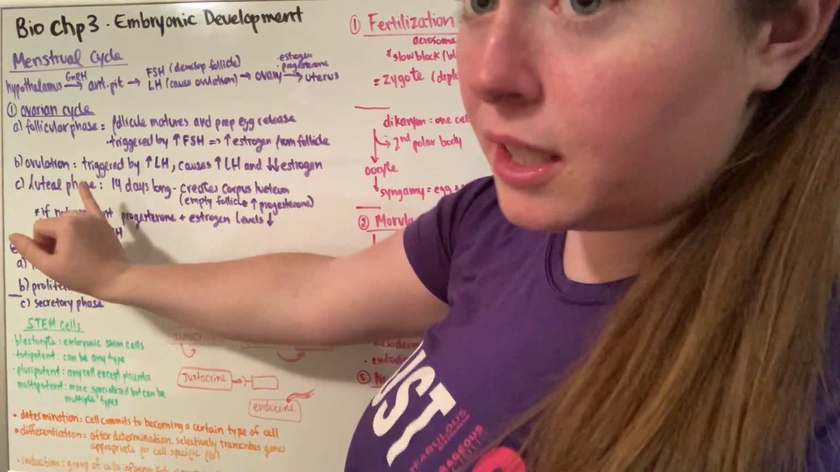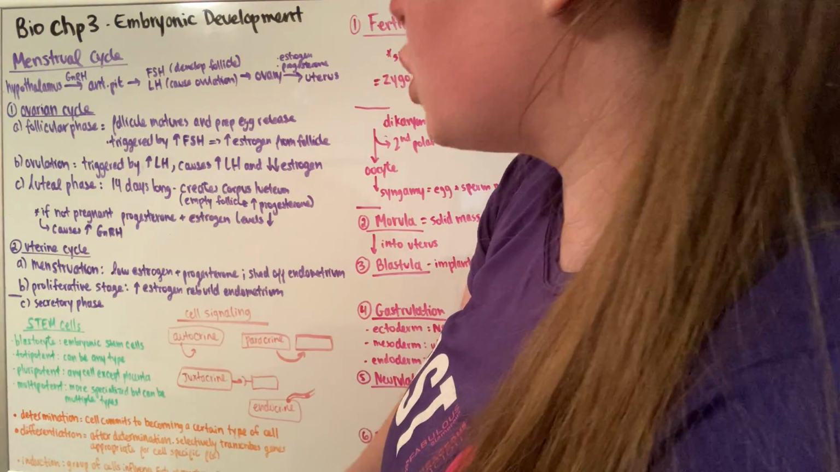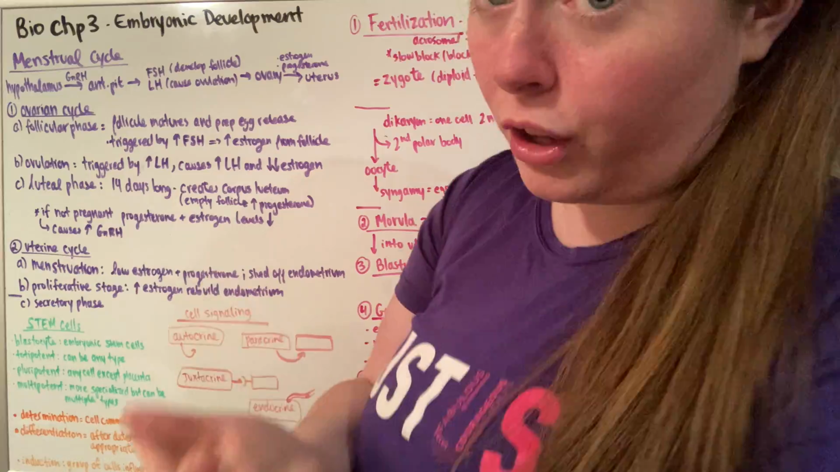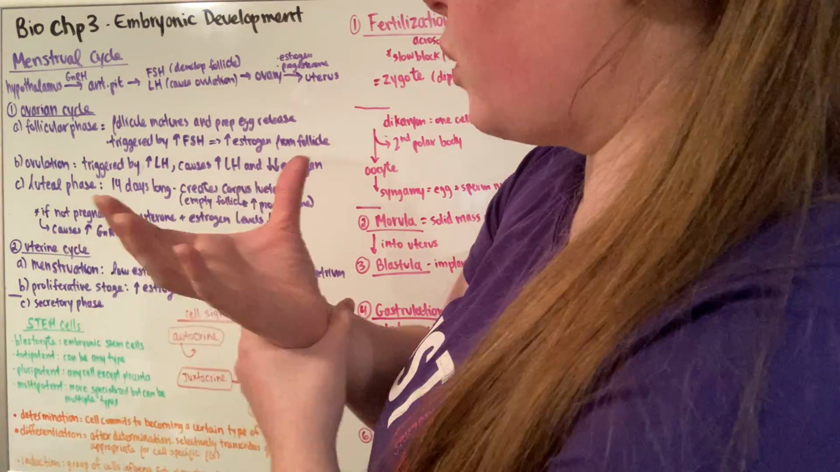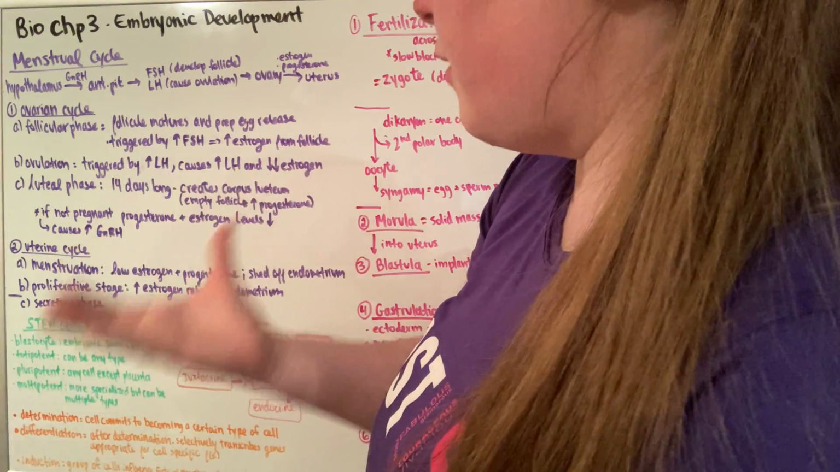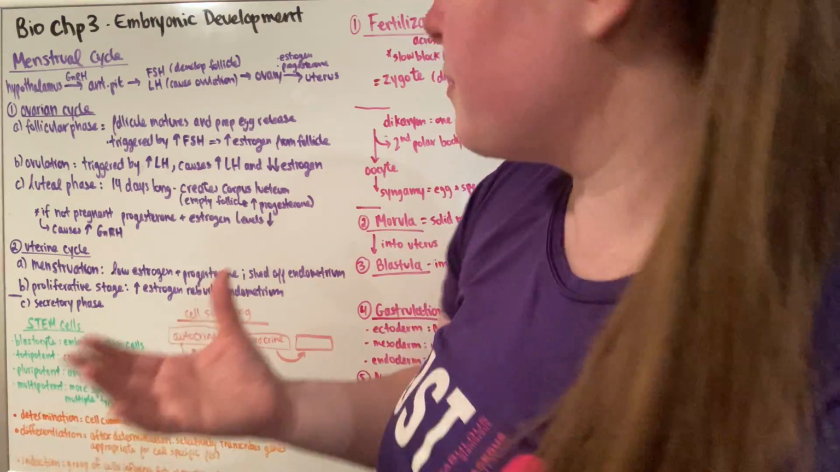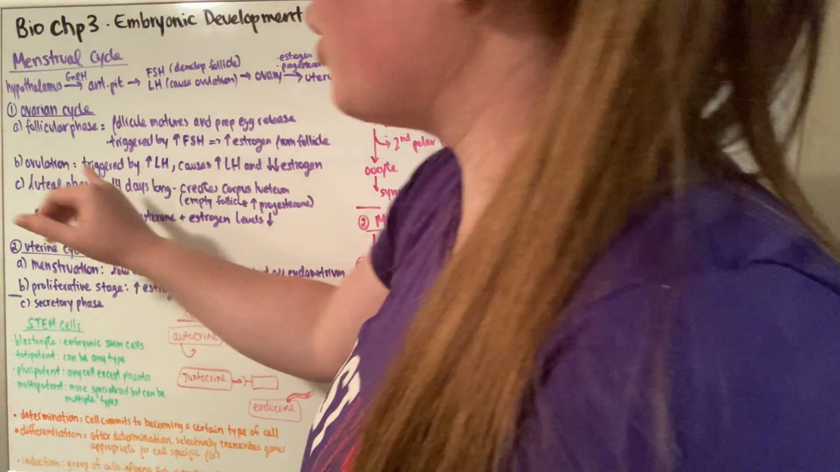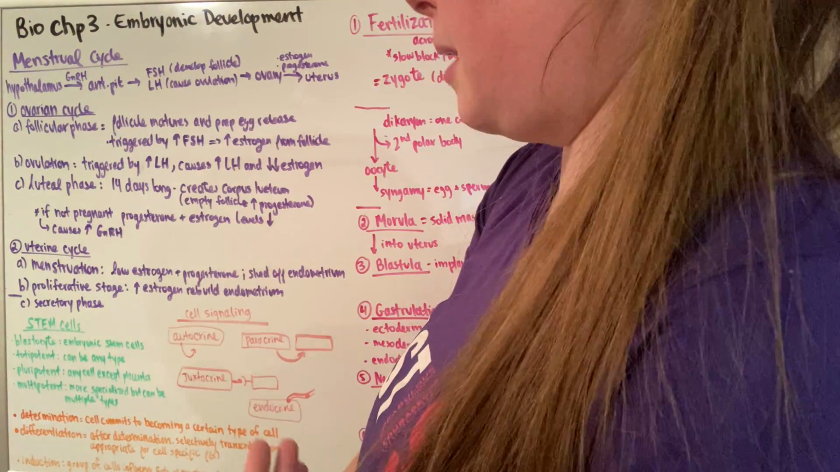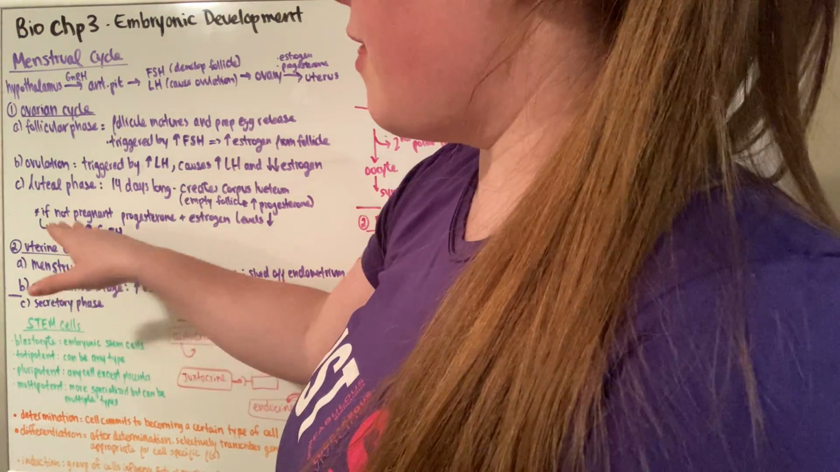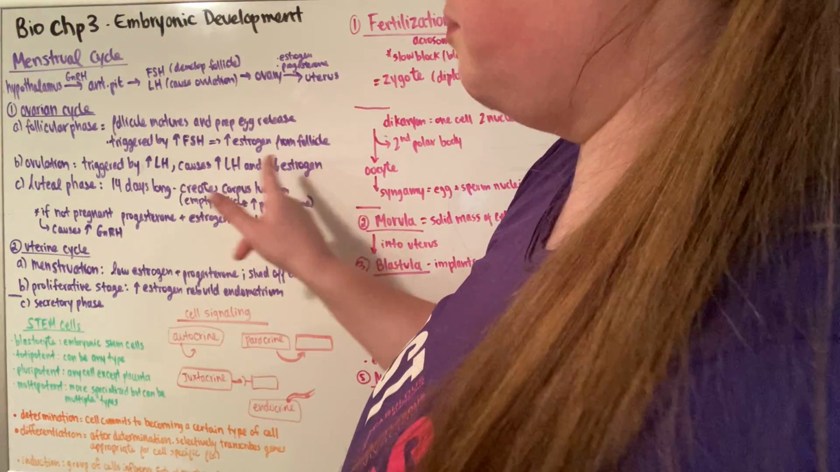Then you have the luteal phase, and the luteal phase lasts 14 days, and it creates the corpus luteum, which is the empty follicle. Now that the egg has been released, ovulation has occurred, you have a corpus luteum, which is the empty follicle that will increase the progesterone levels. And so if you're not pregnant, the progesterone and estrogen levels will drop right away. And then this causes an increase in GnRH, and for this cycle to start over again.